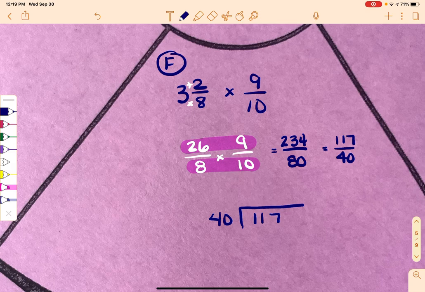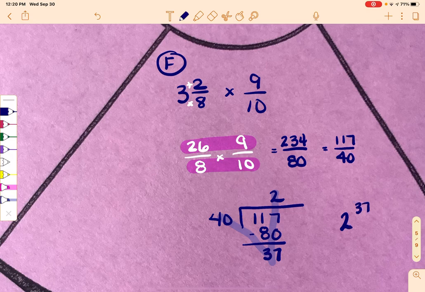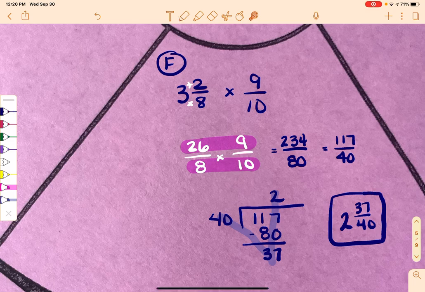So 40 goes into 117 twice without going over, which is 80. So that leaves you 37 left over. So if we use a check mark method, it's going to be 2 and 37 over 40. Now here's the good news. If you check to see if it's reduced up here and use Desmos, there's never going to be more reducing that has to happen here. That's why it's so important to do that. Because if you check it here, you want to be able to divide with the smallest numbers you have and not have to worry about reducing at the end if you need to.